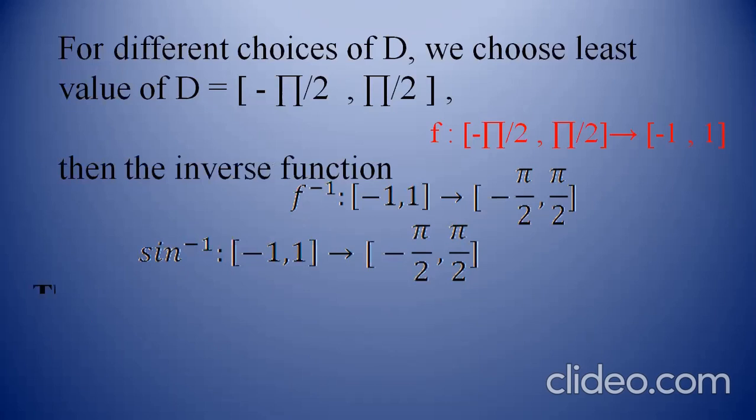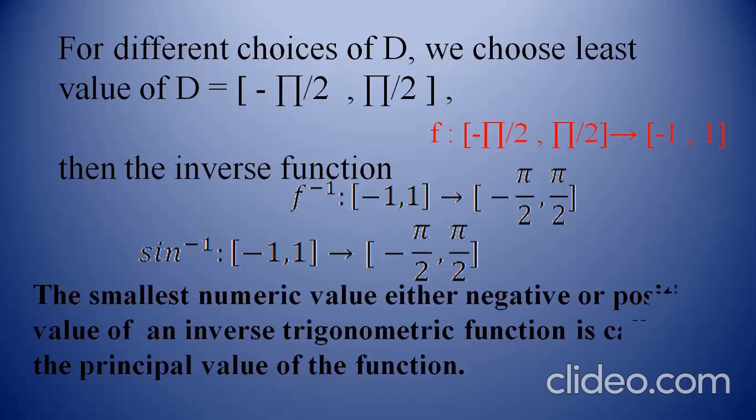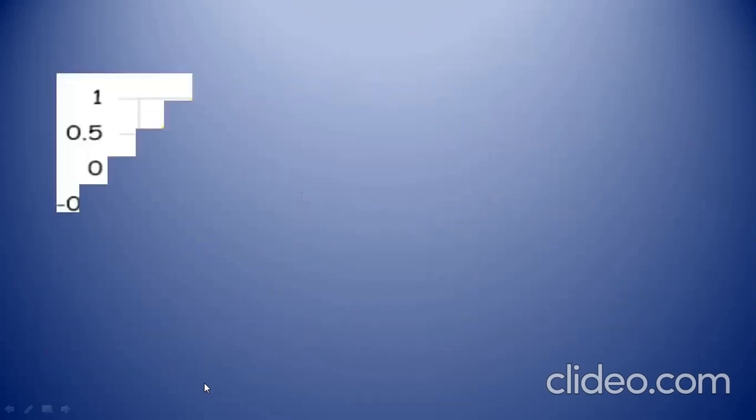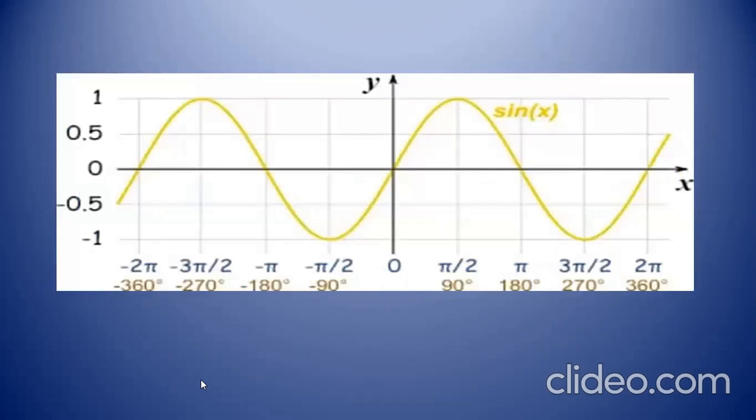The smallest numeric value, either negative or positive, of an inverse trigonometric function is called the principal value of the function. Look at this diagram again. I have taken the domain from minus pi by 2 to pi by 2. So it means I am talking about this portion of the graph, this one.